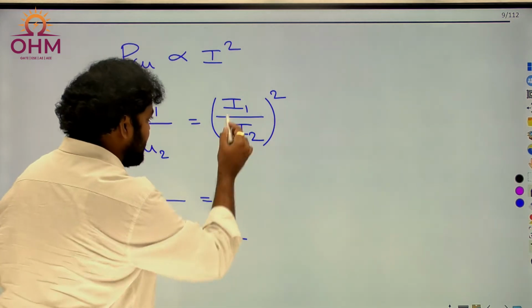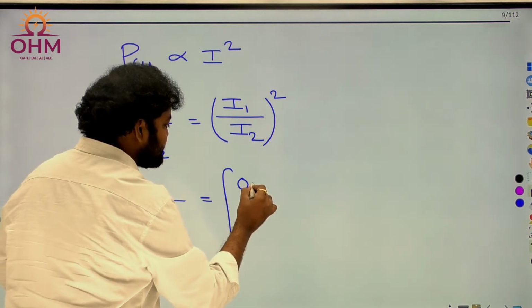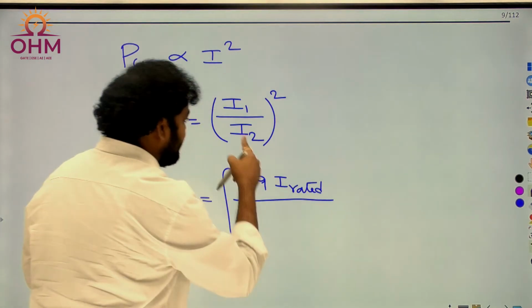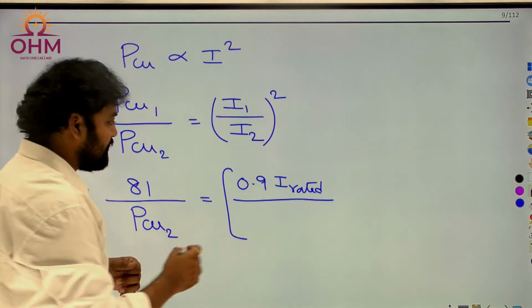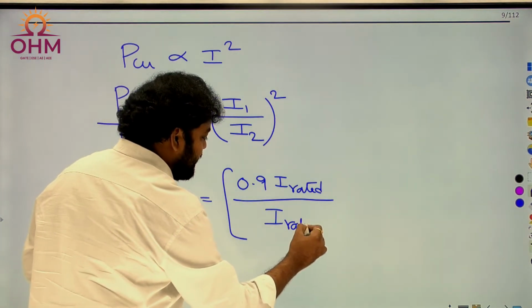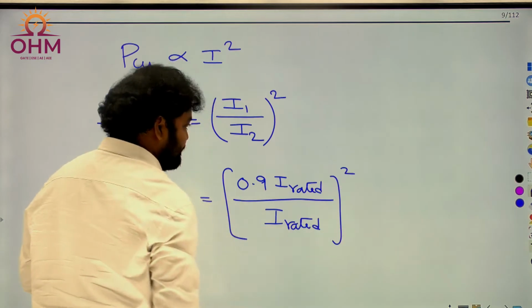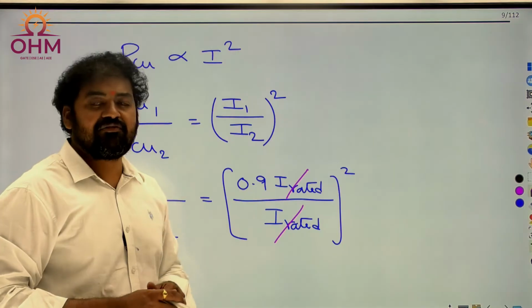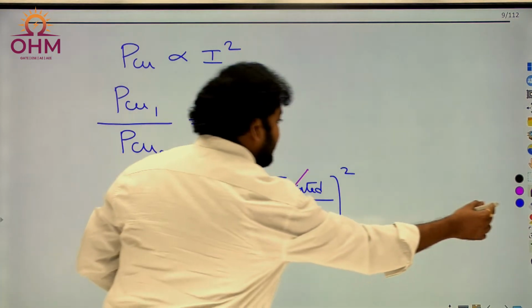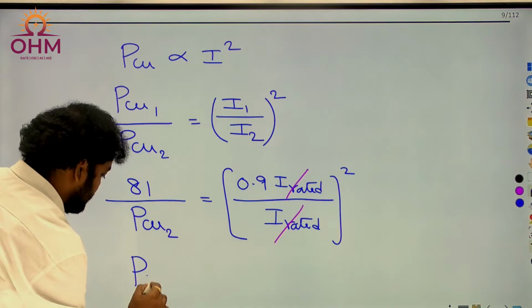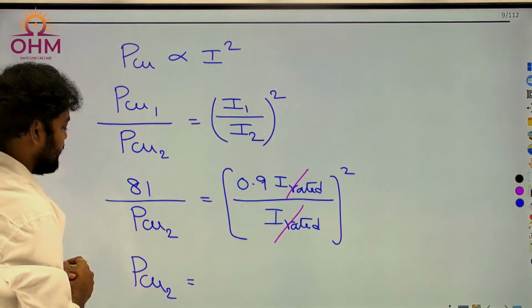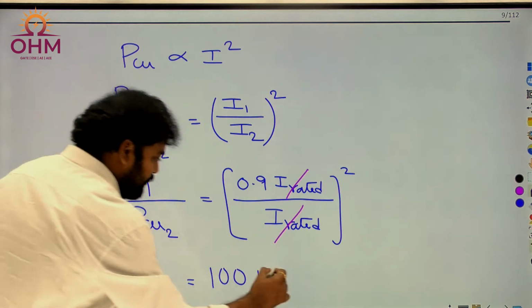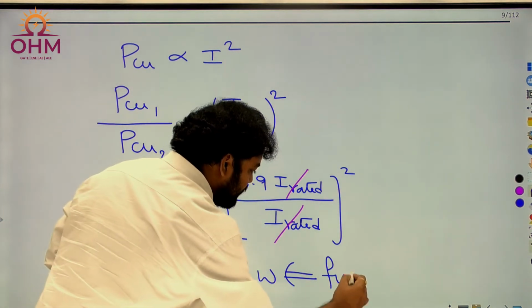So in the first case, current is 90% only. 90% means 0.9 times the rated current, divided by the second case, 100% current. 100% current means indirectly rated current, whole square. Now you can understand the rated current will cancel, 0.9 square will become 0.81. So you can find out copper loss in the second case, that will be equal to 81 divided by 0.81. Can I say 100 watt? Now this is the copper loss at full load.